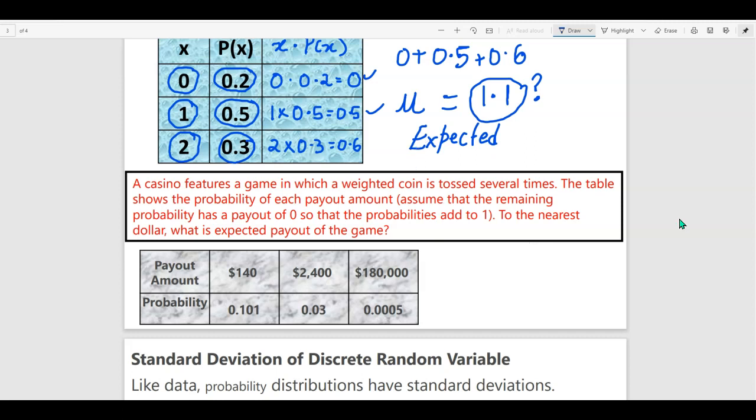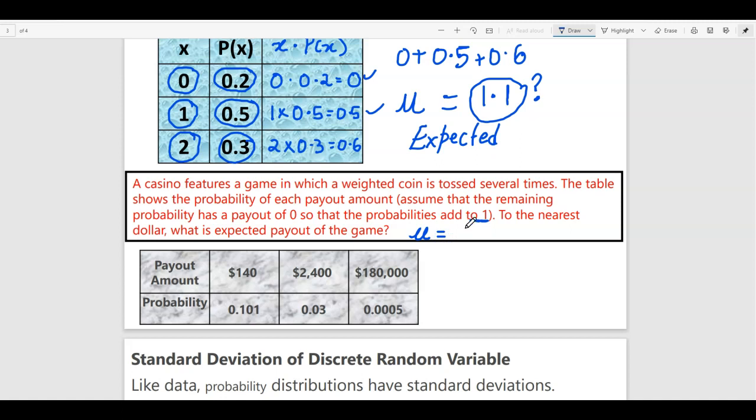A casino features a game in which a weighted coin is tossed several times. The table shows the probability of each payout amount. It says assume the remaining probabilities have a payout of 0, so the probabilities add up to 1. Remember, that's the condition. To the nearest dollar, what is the expected payout? Again, they're asking me for the expected value.